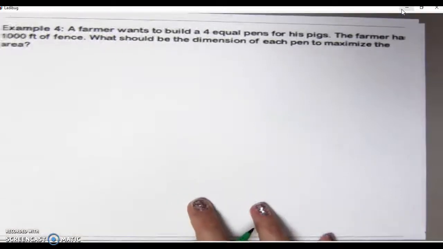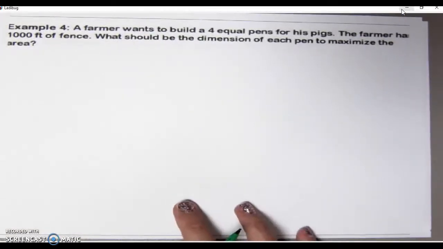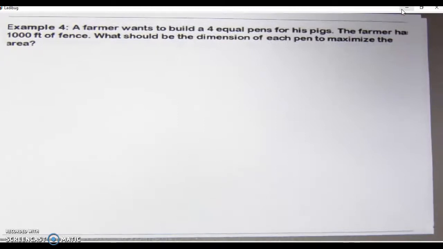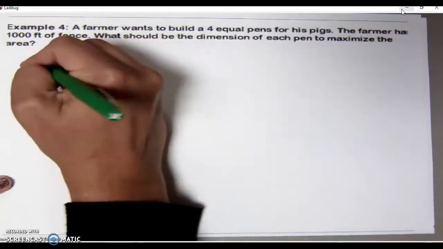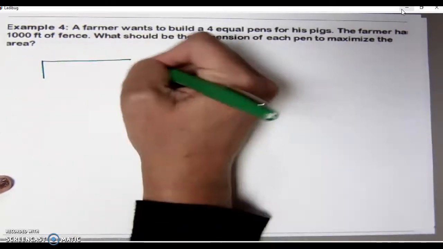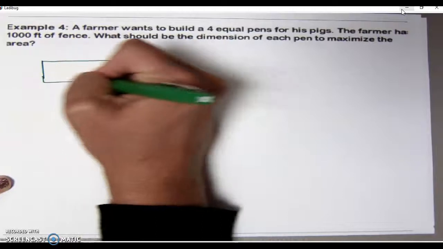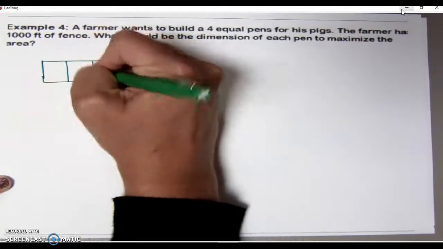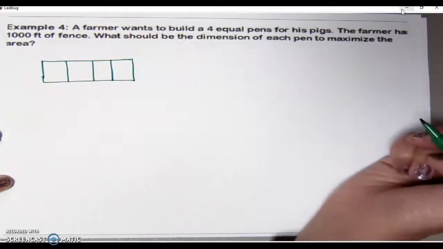So we have a farmer who wants to build 4 equal pens for his pigs. The farmer has 1,000 feet of fence. What should be the dimensions of each pen to maximize the area? So let's get us a picture here. He wants to build 4 equal pens. It doesn't really say how they're located, but we'll say here.